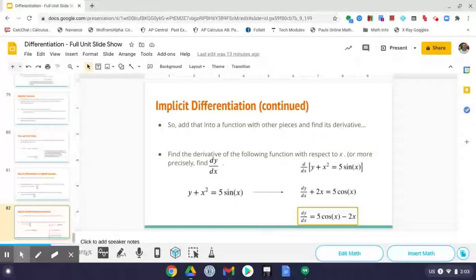So in general, what did we do? Well, we looked at both sides of the equation separately, and we took the derivative with respect to x of each individual piece. So we took the derivative of y, we got dy dx. We took the derivative of x squared, we got 2x. Derivative of 5 sine x is 5 cosine x. And then I solved for dy dx. That is going to be our process and our thought strand throughout this entire unit.